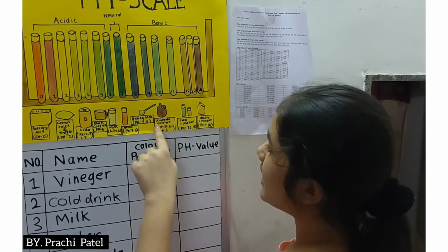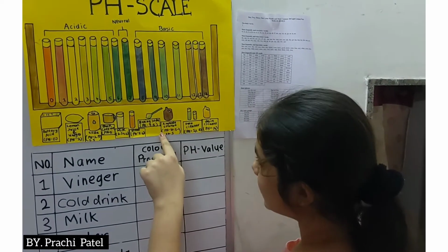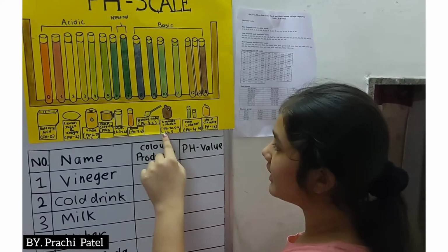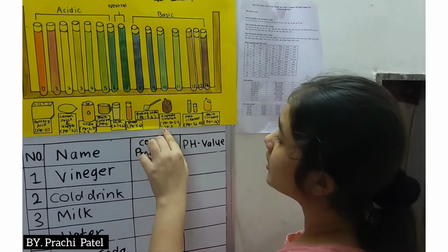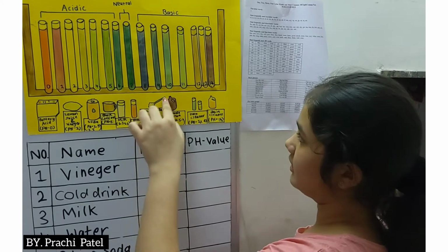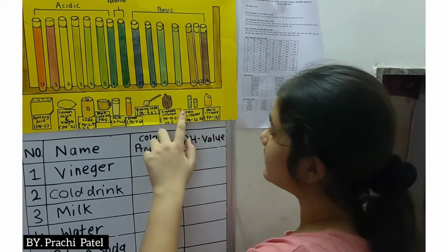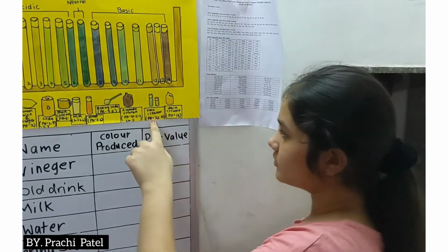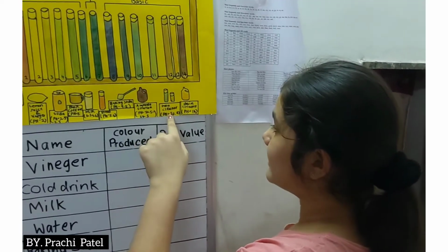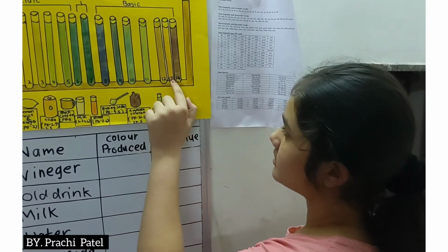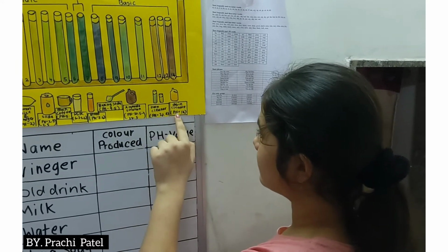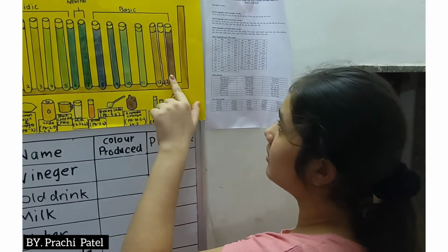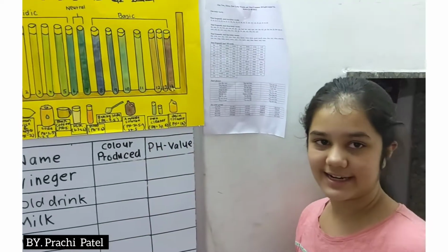Then we have ammonia solution, whose pH value is 10.5 to 11.5. Sorry. So somewhere over here. Then we have oven cleaner. So oven cleaner is 13.6, somewhere over here. Then we have drain cleaner, which is 14. So over here, which is the most alkaline.